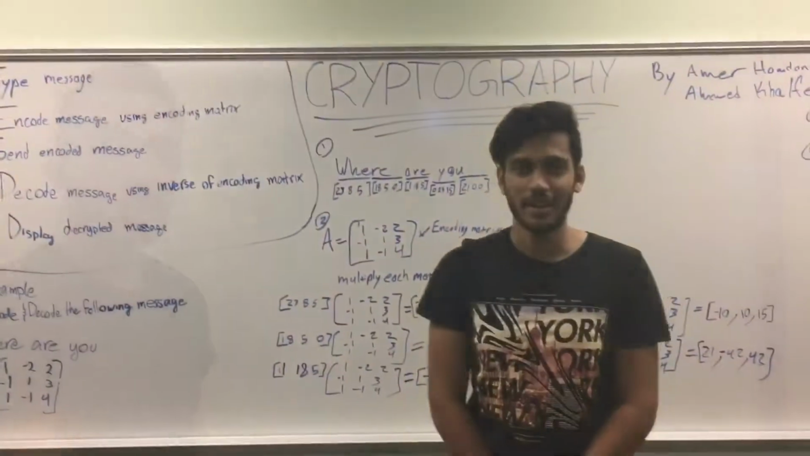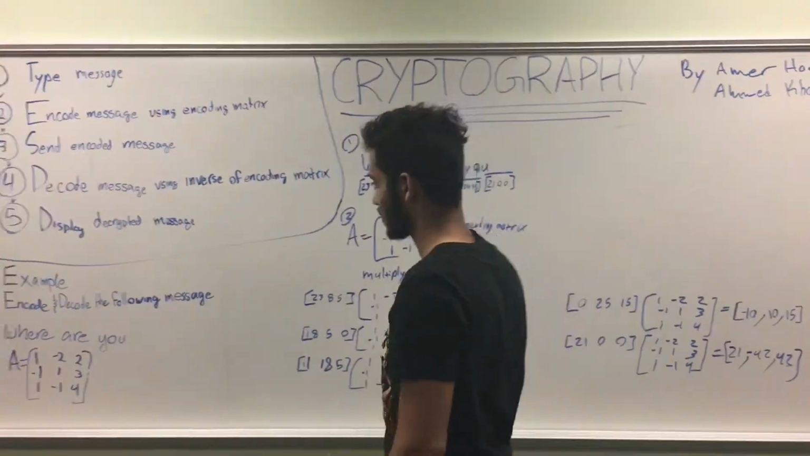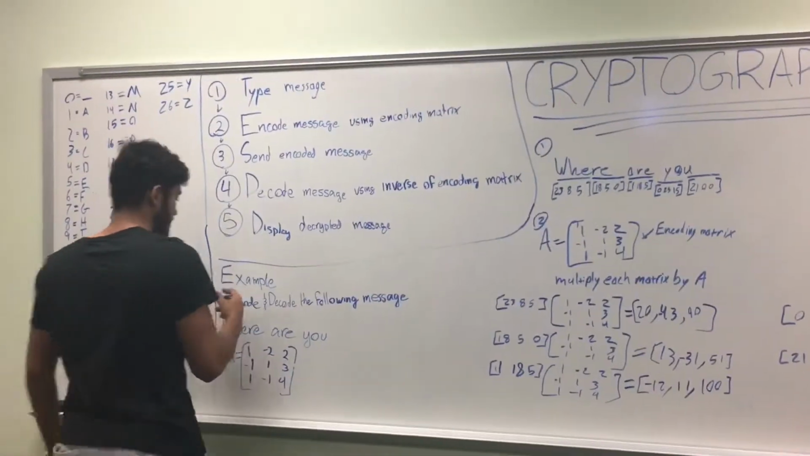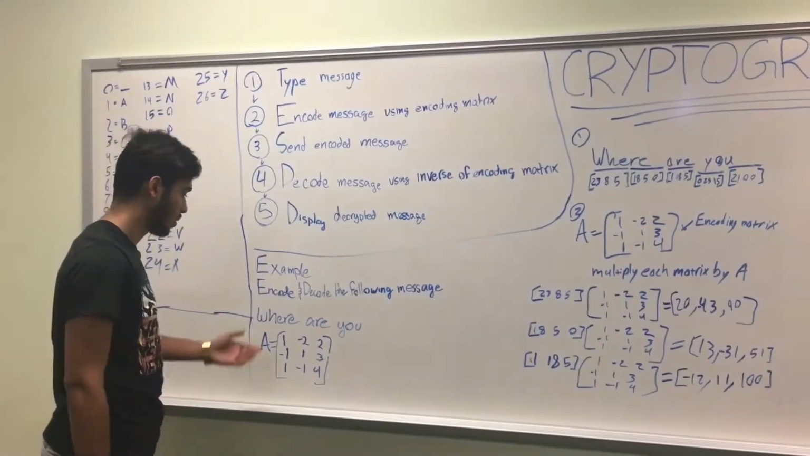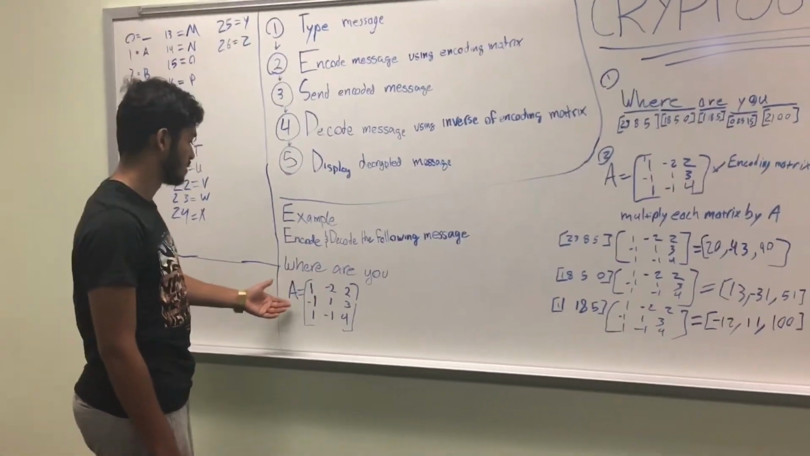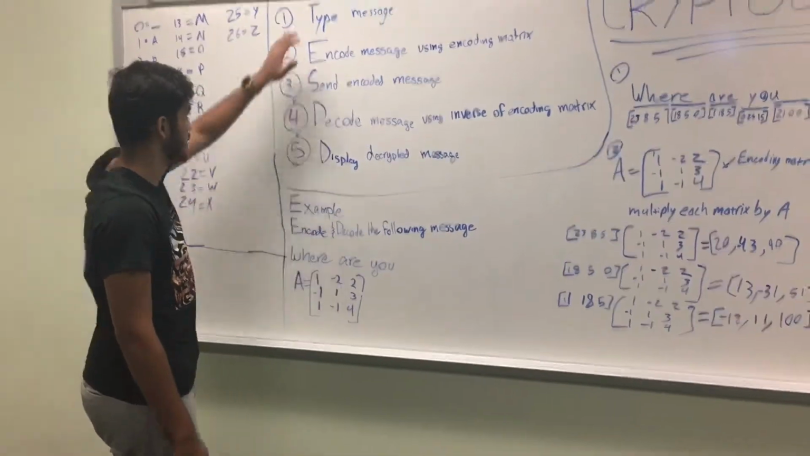Hey guys, this is Ahmed Khalfi, so we're going to continue with some cryptography here. For this example, we're going to encode and decode the following basic message, "Where are you?" using this 3x3 encoding matrix and these steps.